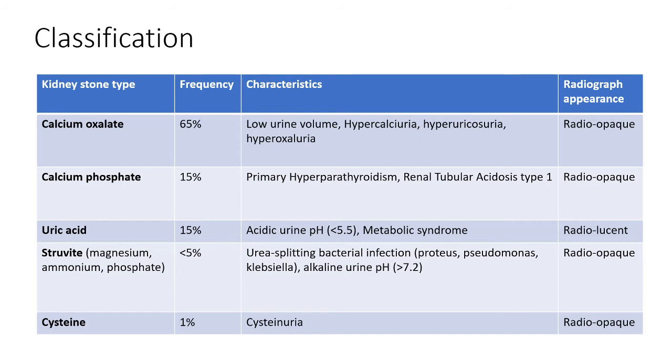Specific characteristics to be aware of are calcium phosphate stones and their association with metabolic conditions, uric acid stones and their association with low pH, struvite stones and high pH, and the radiographic appearance of the stones, with most kidney stones being opaque, except uric acid ones, which are radiolucent.